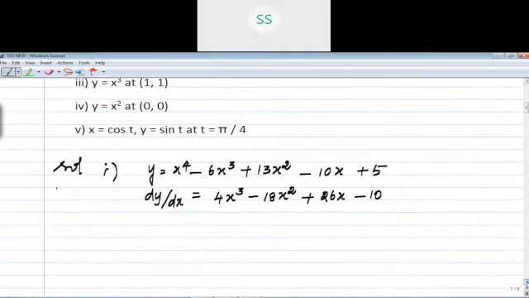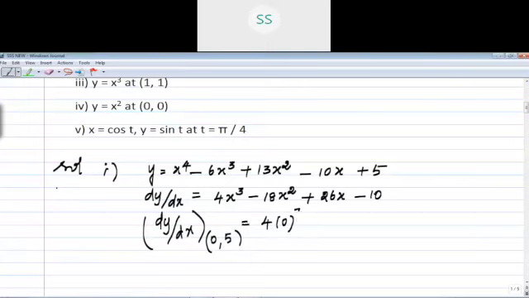The next step, you see. dy by dx at 0 comma 5. That means x is equal to 0, y is equal to 5. That is the meaning, right? Now, 4 into 0 cube minus 18 into 0 square plus 26 into 0 minus 10. That means your answer is what? Slope of the tangent is minus 10.